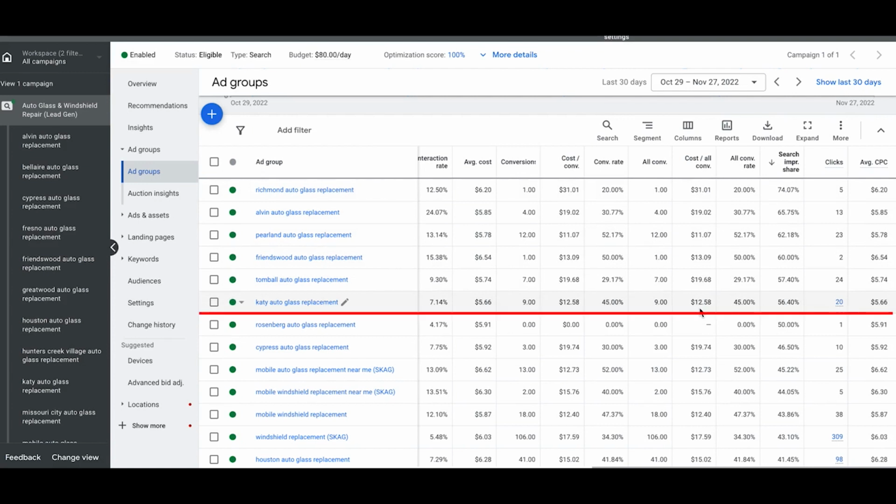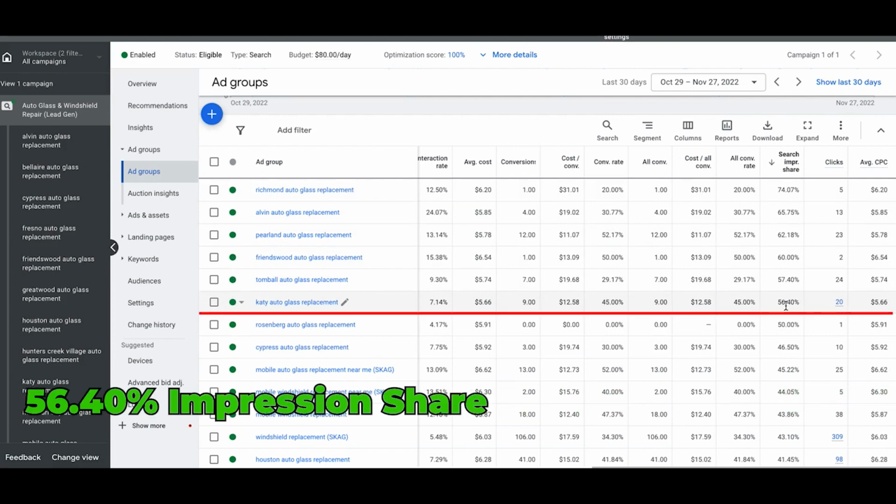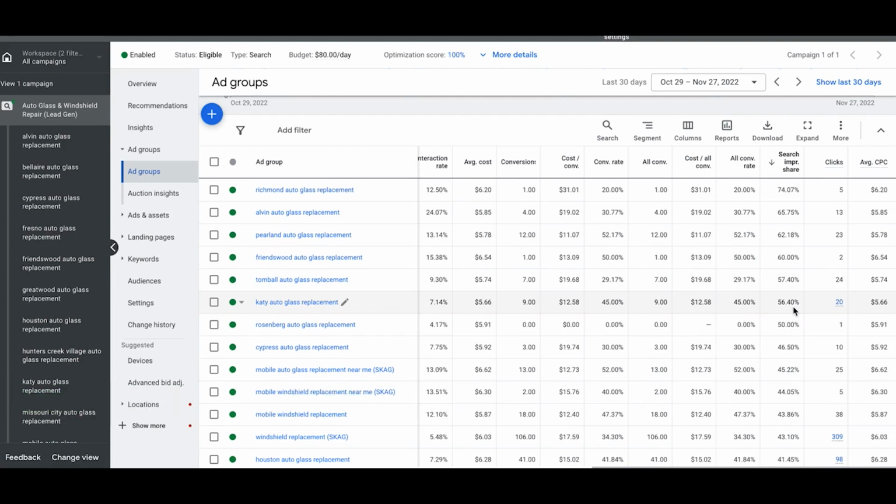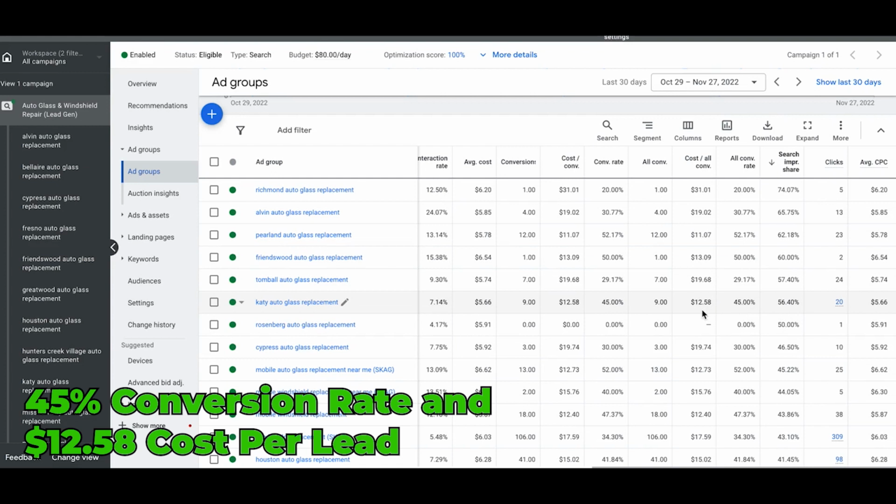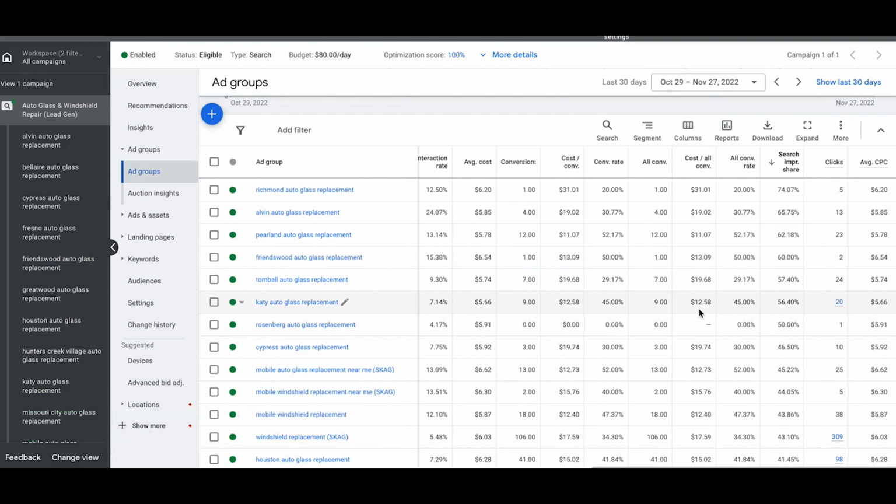Now come down here, something like auto glass replacement, right? 56% impression share. We have a ton of impression share we can gain and get a lot more leads. Conversion rate 45%, cost per lead $12.58. I know I can afford to pay another $9 a lead and still be profitable for my client and get a ton more leads, possibly double this, right? So these are little tweaks you can make.